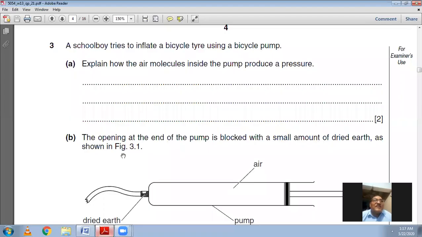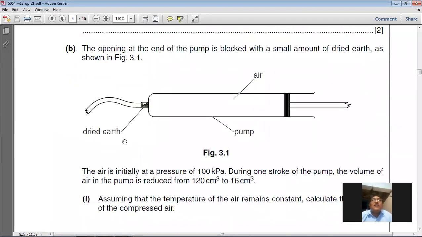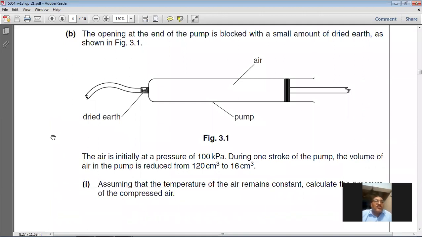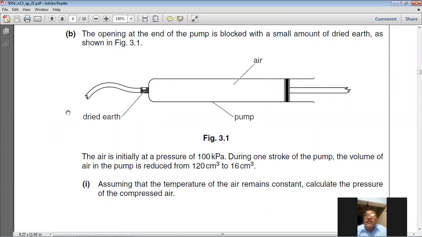Okay, so question number 3, B part. The opening at the end of the pump is blocked with a small amount of dried earth, as shown in the figure 3.1.